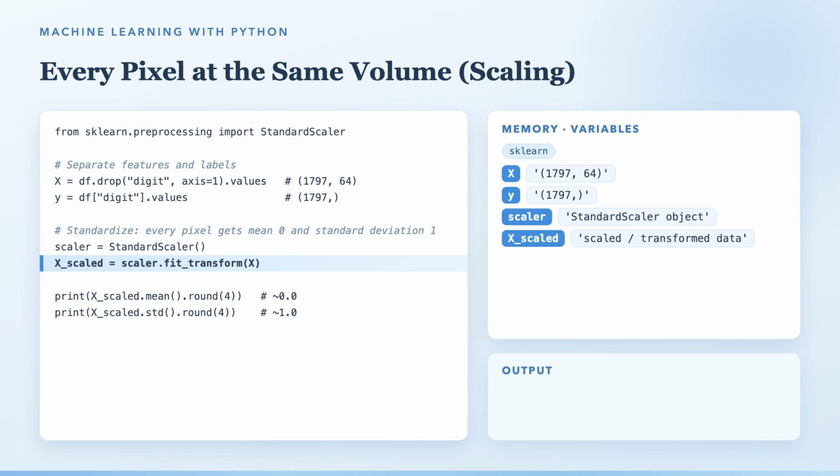Then we create a StandardScaler and name it scaler. One call to fit_transform on X does 2 things at once. It learns each pixel's mean and spread, then rescales every value, storing the result in X_scaled. The 2 print lines are our quiet check. The mean rounds to about 0, and the standard deviation to about 1. 64 columns, all speaking at the same soft volume now.